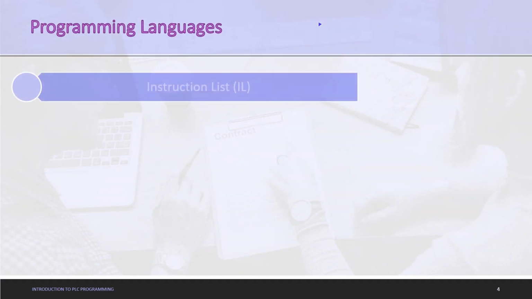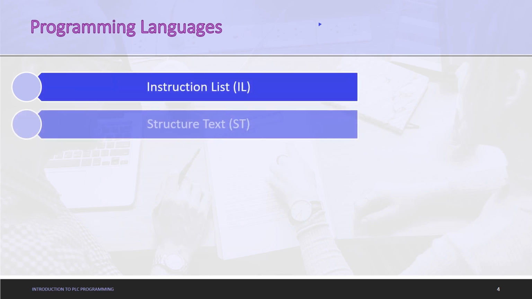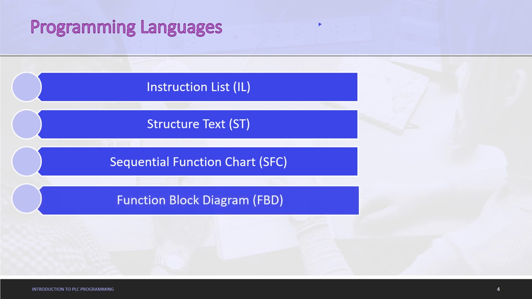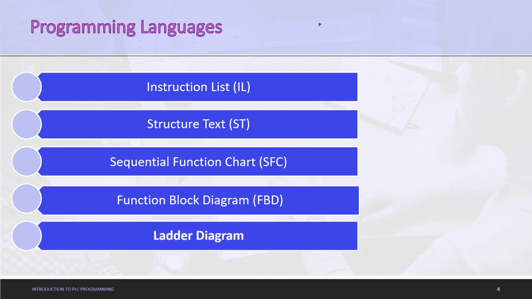First of all, let's see what are the different programming languages that are available for programming a PLC. To make a list of it, let me tell them one by one. The first is instruction list, then structured text, sequential function chart, function block diagram, and last, ladder diagram itself.